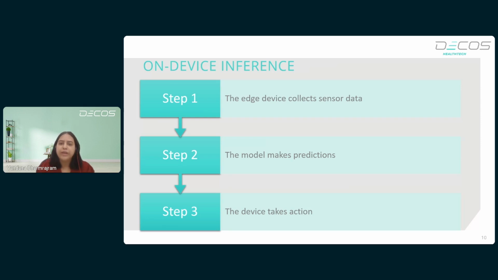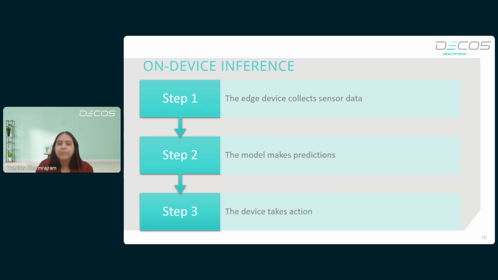Now, after training, optimizing, and deploying our TinyML model onto an edge device, it's time for the most exciting part, running the model in real time. This process is called on-device inference. Inference is the process where a trained machine learning model takes in new data and makes predictions. In TinyML, this happens directly on the device instead of a cloud server. Now, how does on-device inference work?